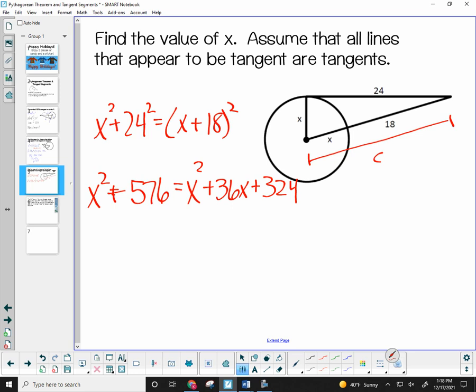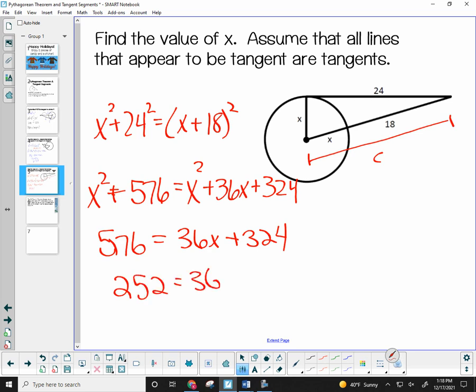All right, so if I subtract x squared, that's going to come up to 576 equals 36x plus 324. Subtract 324 from both sides, and you get 252. Divide by 36, I think you get 7. Okay, so you have x equals 7.